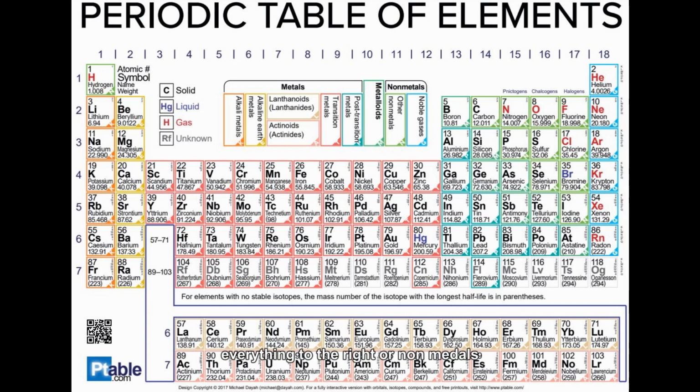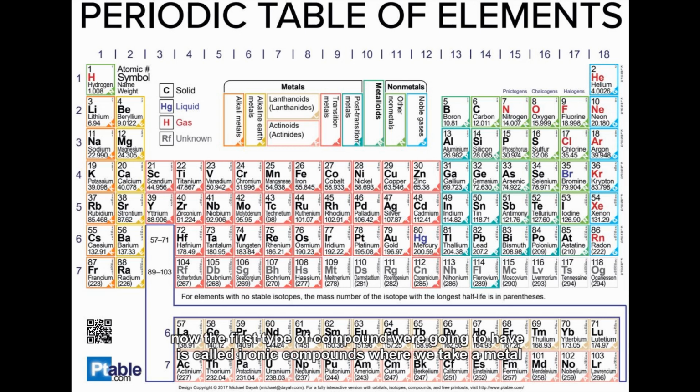Everything to the right are non-metals. So like carbon, nitrogen, chlorine, krypton, all those are non-metals. Everything to the left are metals. It's like aluminum, iron, calcium, potassium. Those are all metals, except for hydrogen. We do stick hydrogen with the metals because it likes to pretend it's one many times.